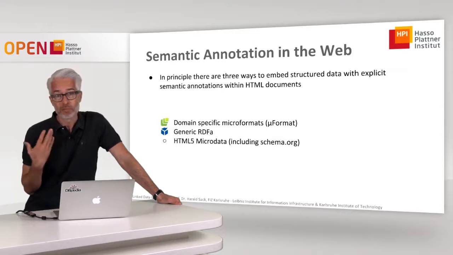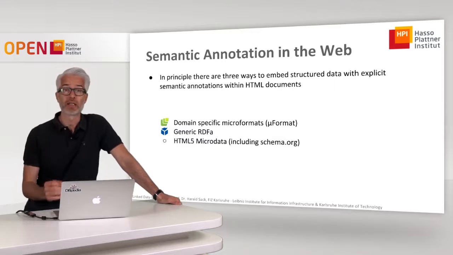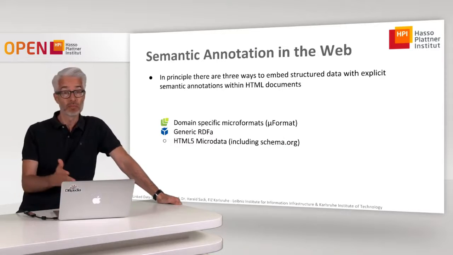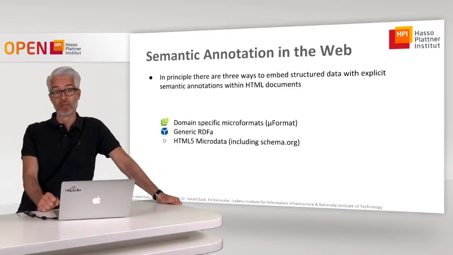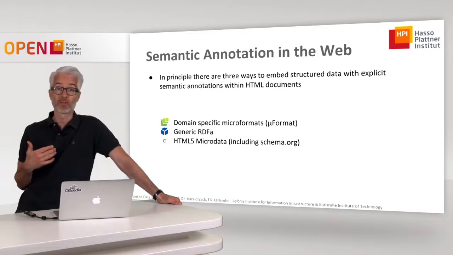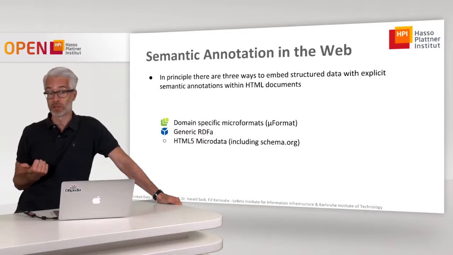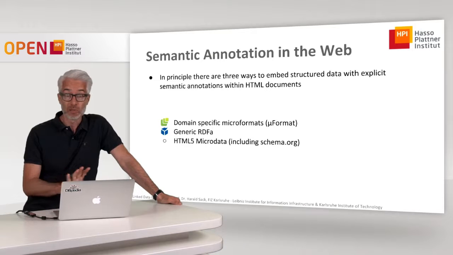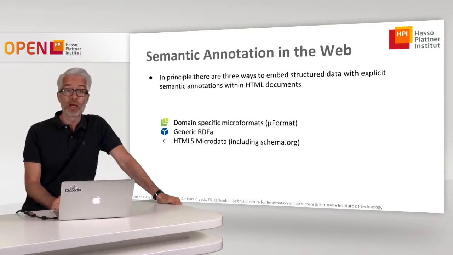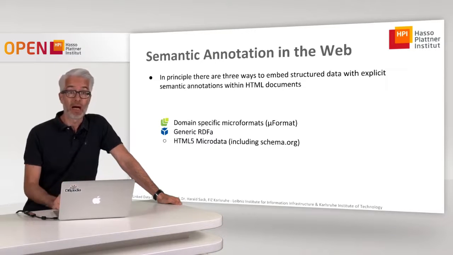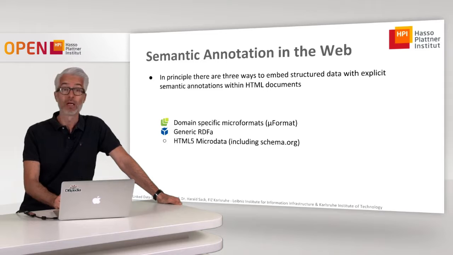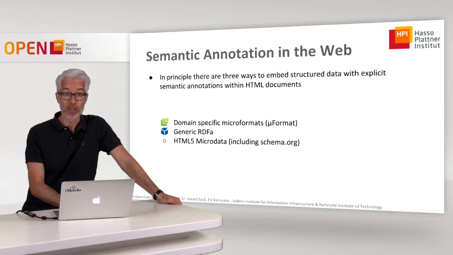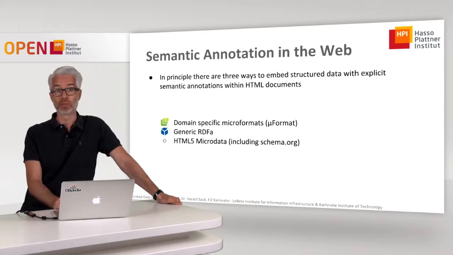Okay, so how do I put semantic annotation into the web? In principle, you have three possibilities. You can use, for example, so-called domain-specific microformats. Microformats have been around for quite a while, for more than 10 years. We will see what the drawbacks are and why you should use the more generic RDFa solution, where you put RDF information into HTML attributes.